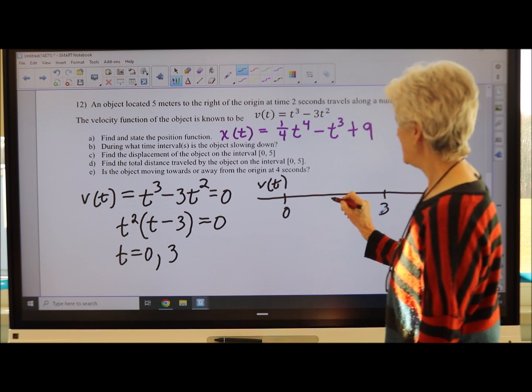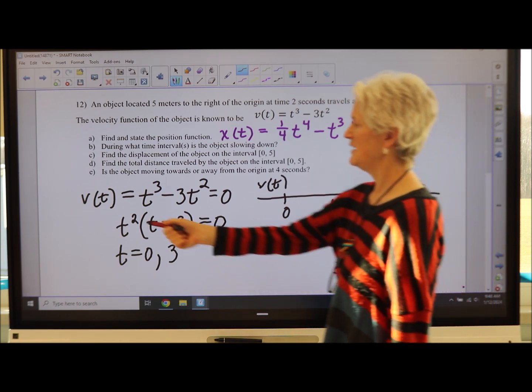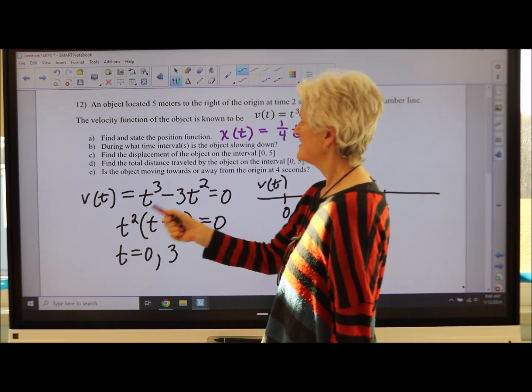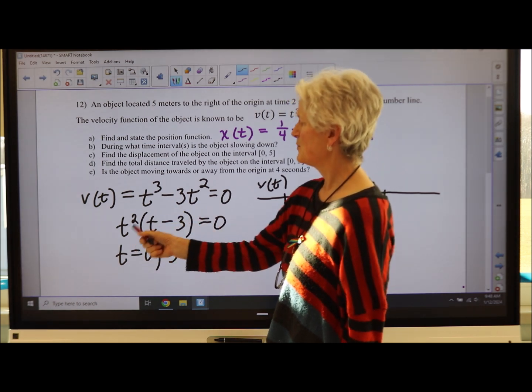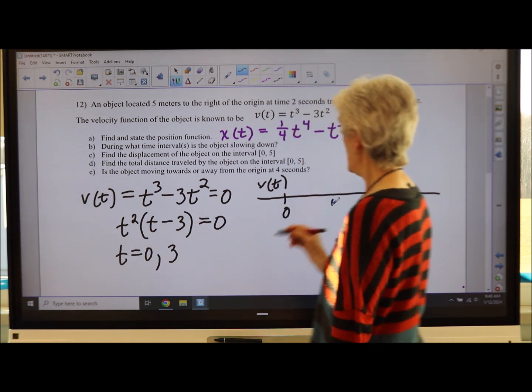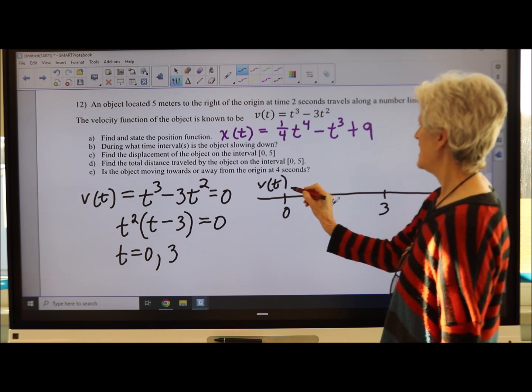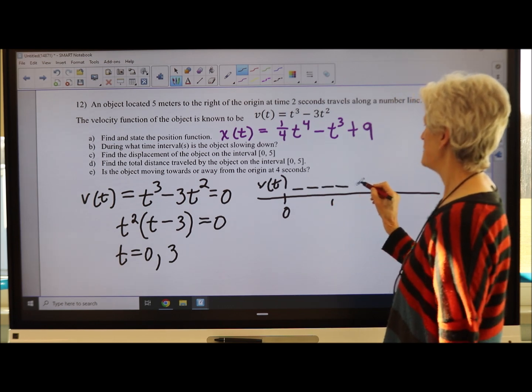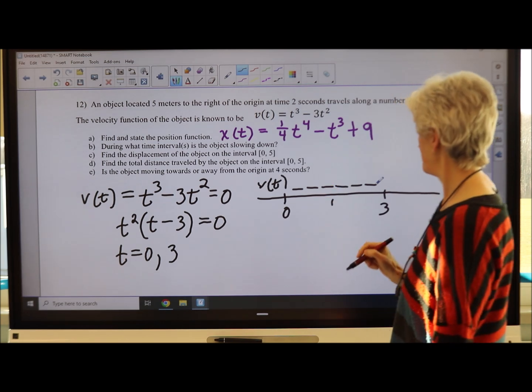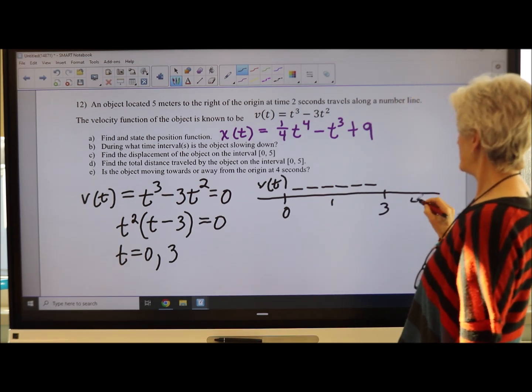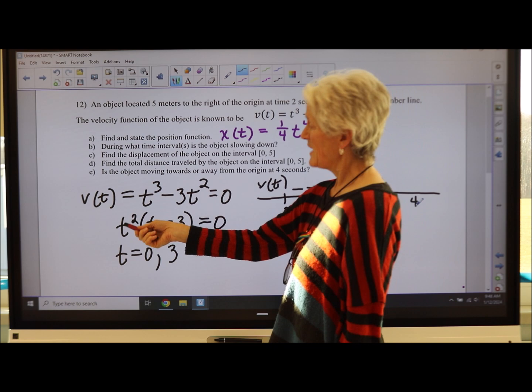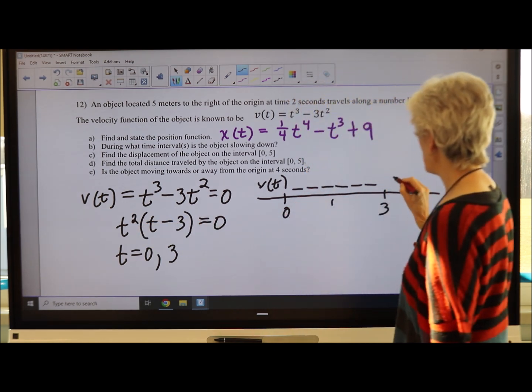So let's plug in maybe 1. Let's see, 1 squared times 1 minus 3. Well, 1 squared is positive, 1 minus 3 is negative. So in this region, my velocity is negative, which means my particle is moving to the left. Let's plug in a number bigger than 3. Let's say 4. When I plug 4 into my velocity, I'm getting something positive.